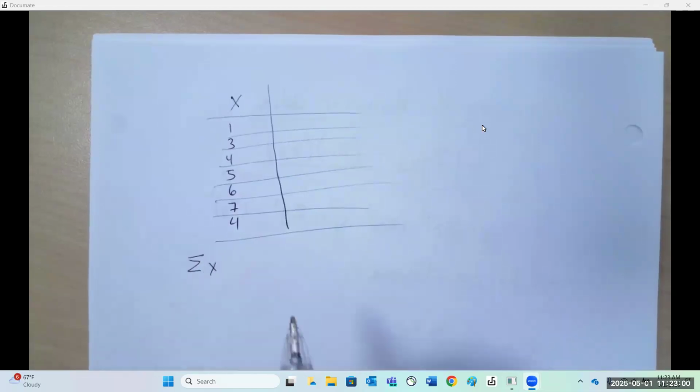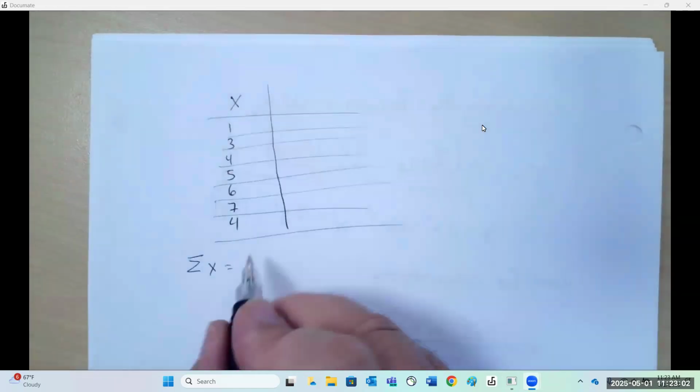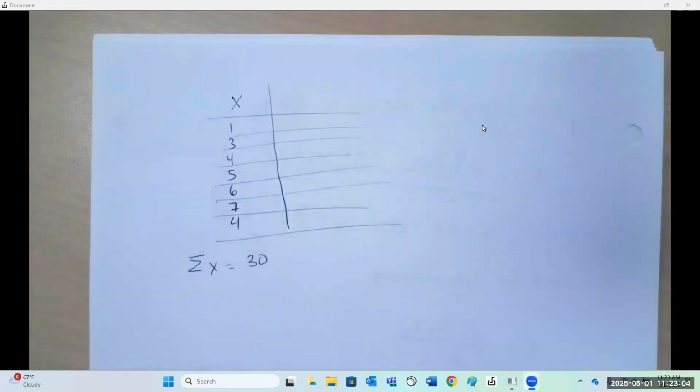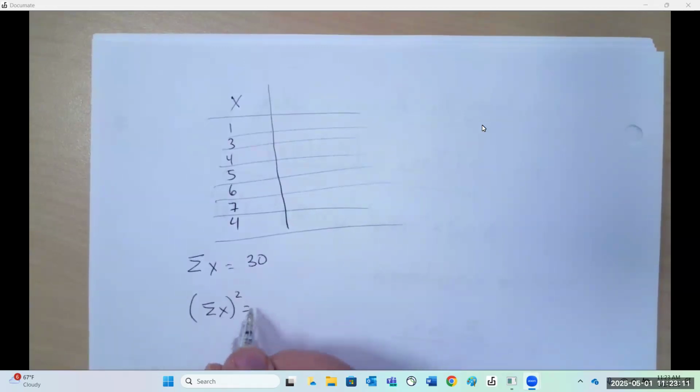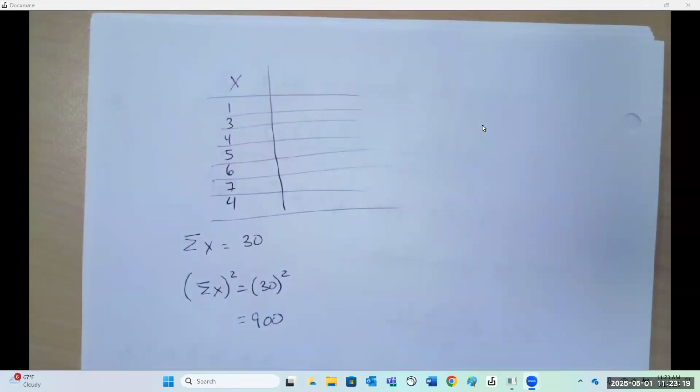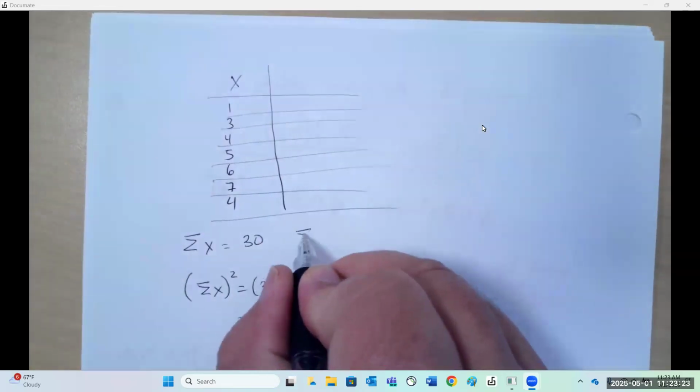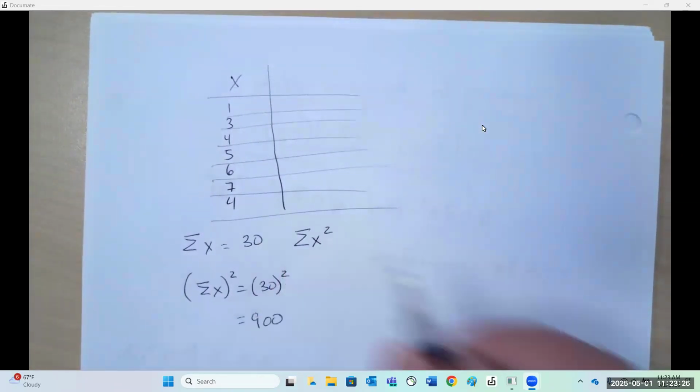Summation of x is you add up all those. And then if I take the summation of x and I then square it, it equals 900, as opposed to summation of x squared.